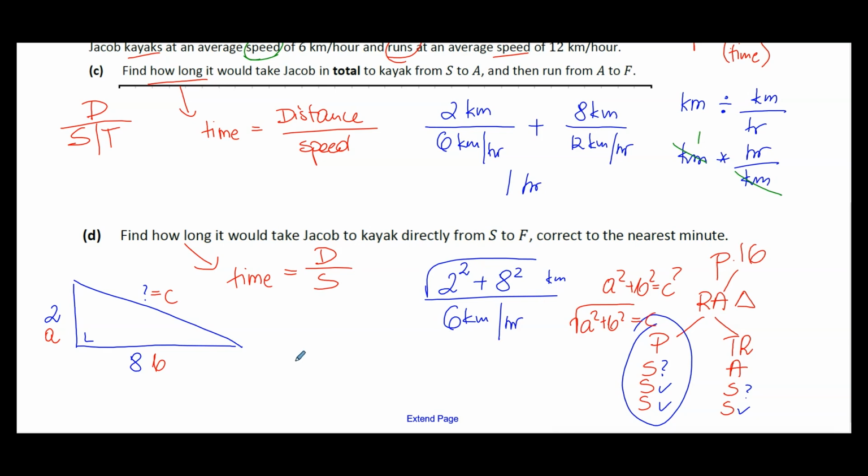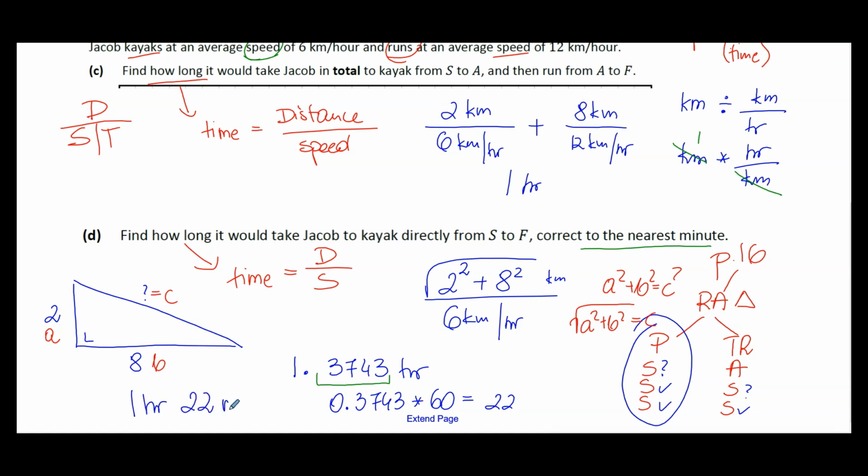If I put the numbers in my calculator, press equal, I have 1.3743 of an hour. Terms and condition of my answer to the nearest minute, I need to find out how much minute is that. How do we do that? 0.3743 multiplied by 60 minutes, because we are looking for a part of an hour. So that will give me 22. So it is 1 hour and 22 minutes. That's our answer here.